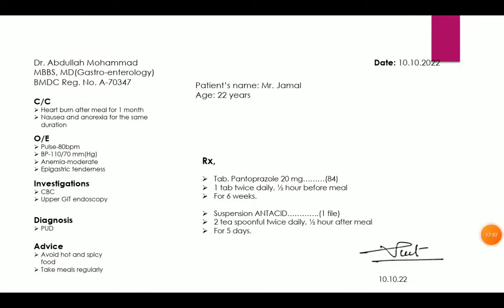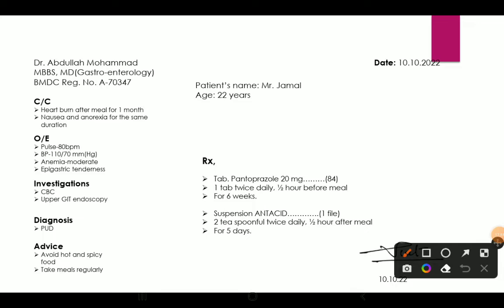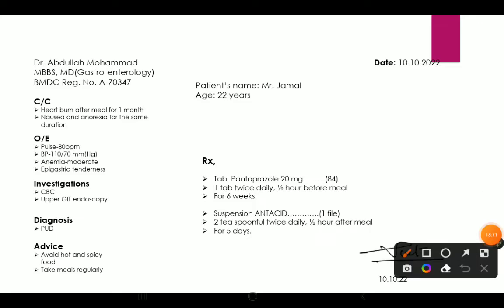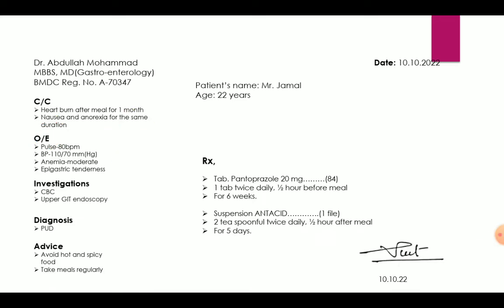Then just under your particulars, there will be the chief complaints. Here you will write 1 or 2 chief complaints. For example, here we have given heartburn after meal for 1 month, nausea and anorexia for the same duration. And just under this, on examination, the findings you have gotten from your clinical, physical examination: pulse, BP, anemia, epigastric tenderness. These are the clinical findings.